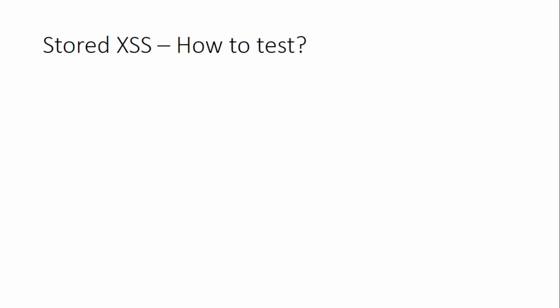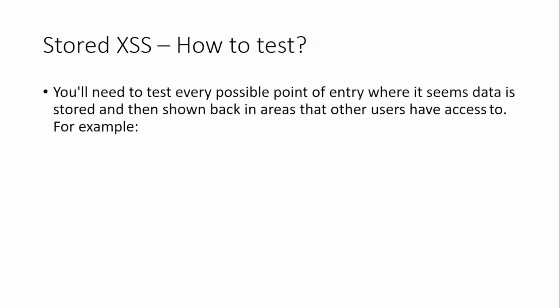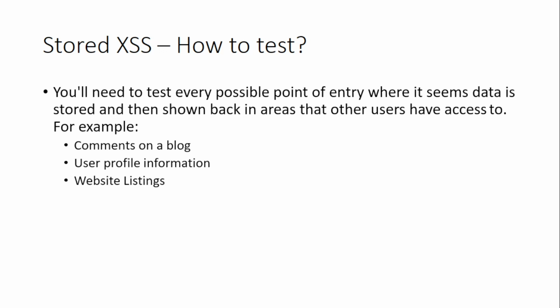Now, how to test for them? For that, we'll need to test every possible point of entry again where it seems data is stored, and then shown back in areas that other users have access to. For example, comments on a blog, user profile information, website listings.